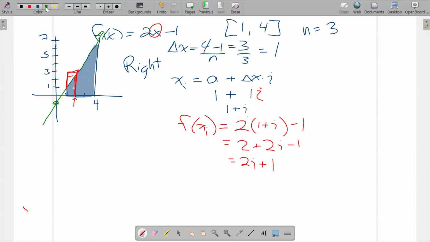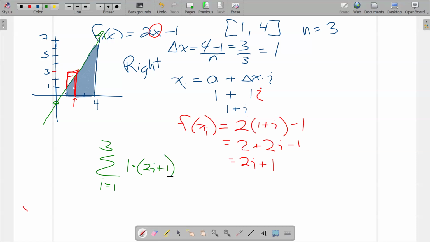And so the Riemann sum here is the sum as I goes from 1 to 3, because that's my n. My delta x is 1 times my function value 2I plus 1.